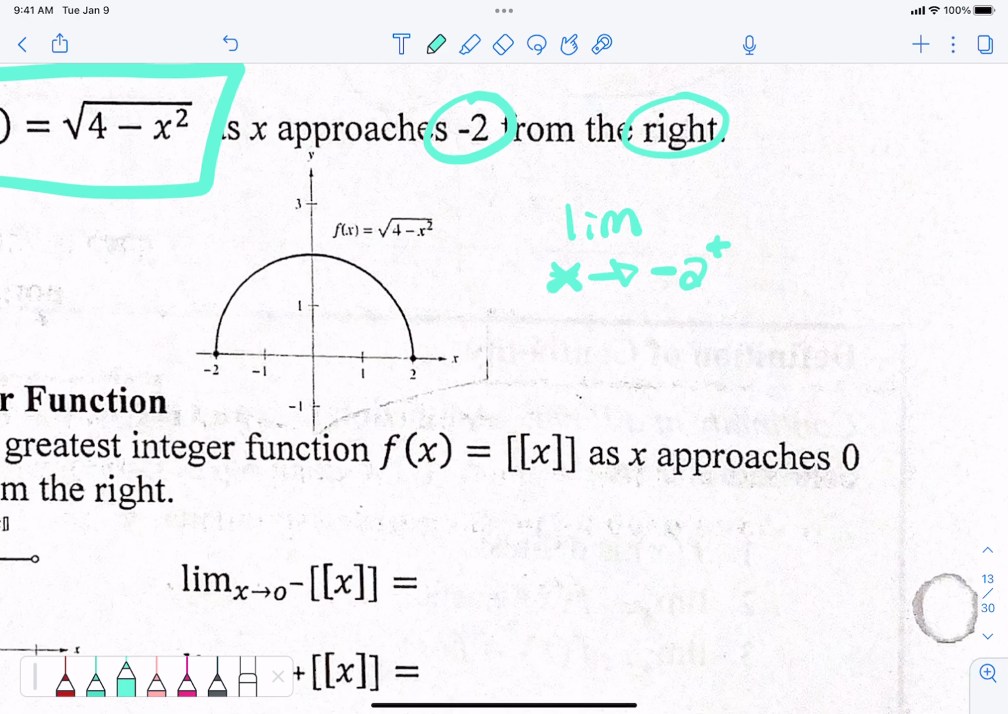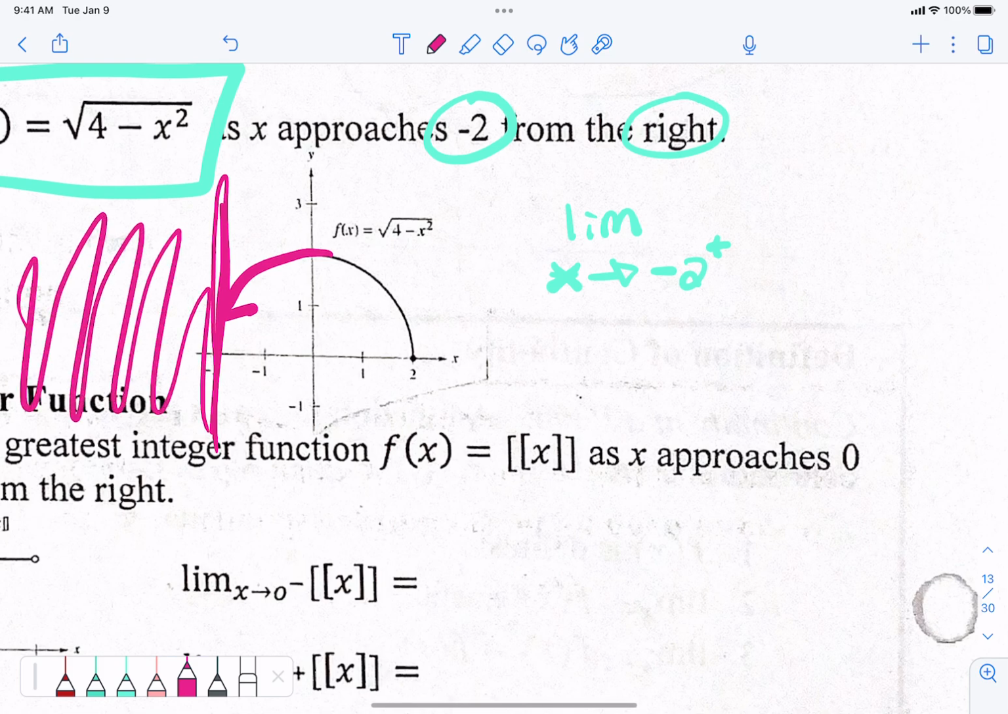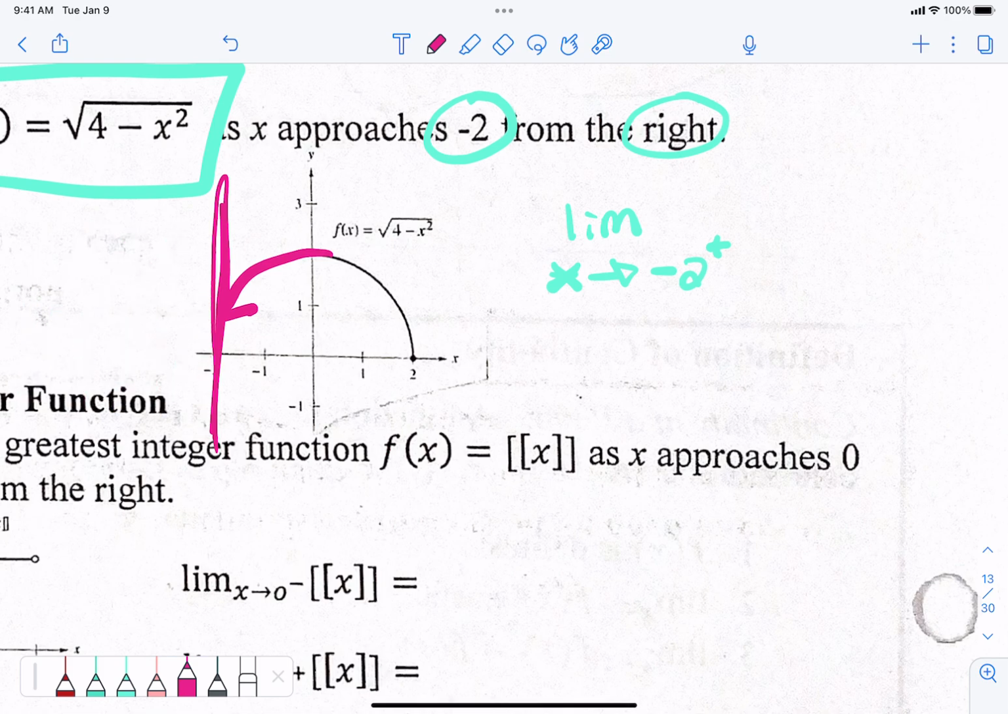Negative 2 is right here. This is where negative 2 is, and we're coming in from the right side. Why would they say the right side rather than just negative 2 in general? Because I'm coming in this way. What if we're going this way? We have nothing over here, right? So we can't find the limit of just negative 2 because there's nothing over here to even ask. Do you see how that works? There's nothing to the left side of negative 2. I can't evaluate it on the left side of negative 2 because I only have this stuff right here.